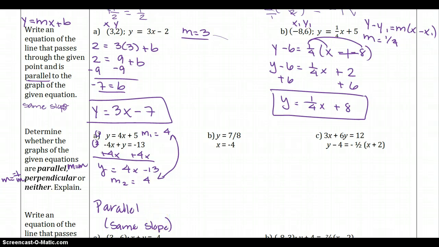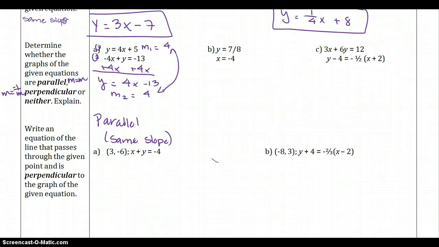Now part B, I'm also looking at here, and I have y equals 7 over 8, and I have x equals -4. Now there's something special about each of these lines. Y equals 7 over 8 is a horizontal line, so I know that when I graph it, it's going to look like this. And when I have x equals -4, I have a vertical line, so when I graph it, it's going to look like this.